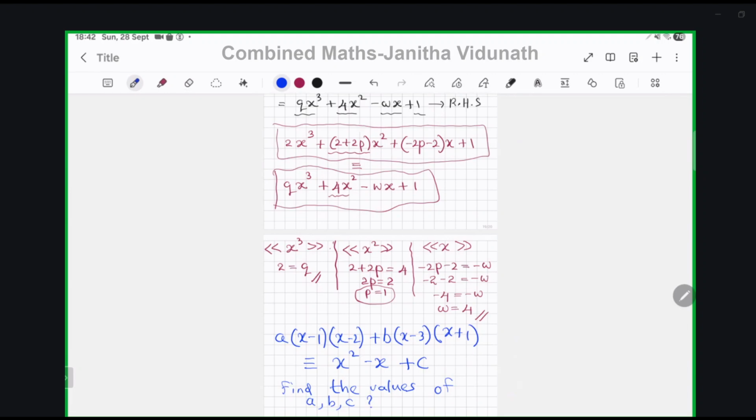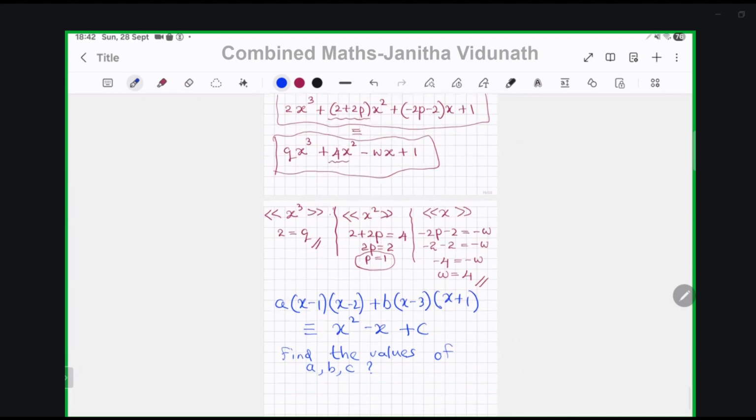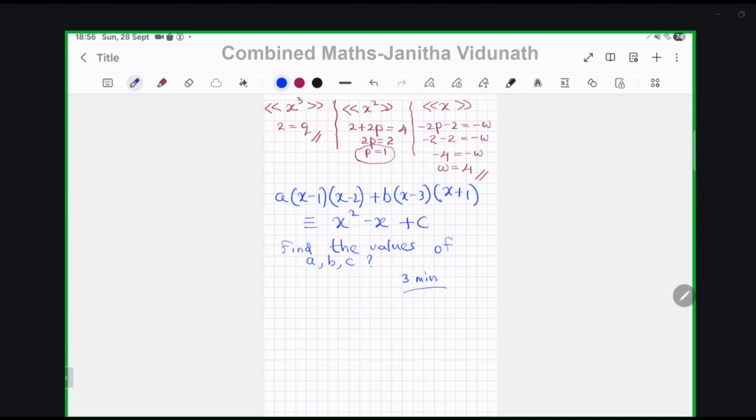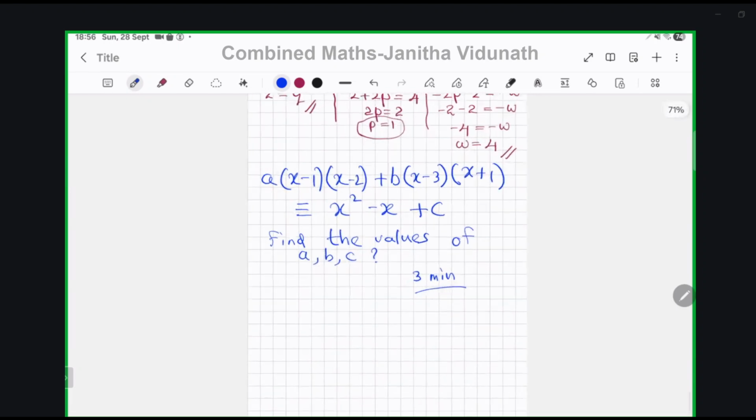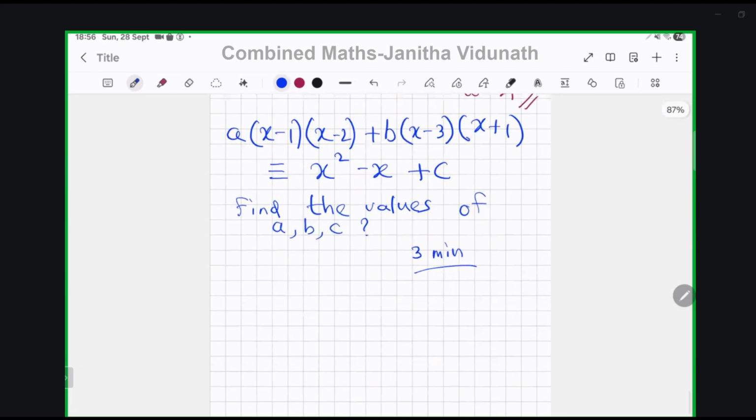a times (x minus 1) into (x minus 2) plus b times (x minus 3) into (x plus 1) is equivalent to x square minus x plus c. Try to find the values of a, b, c and send me the answers. I will give 3 minutes for this question. Okay, I will explain the question.